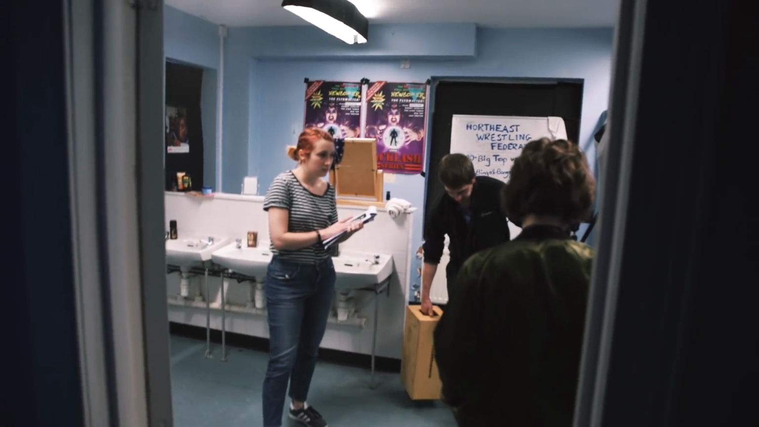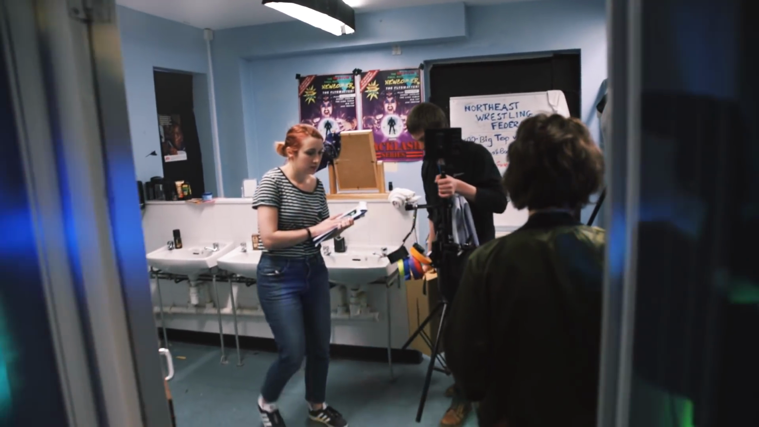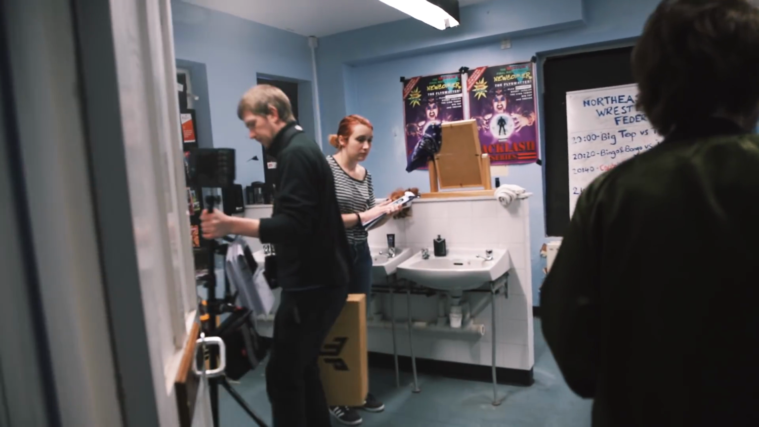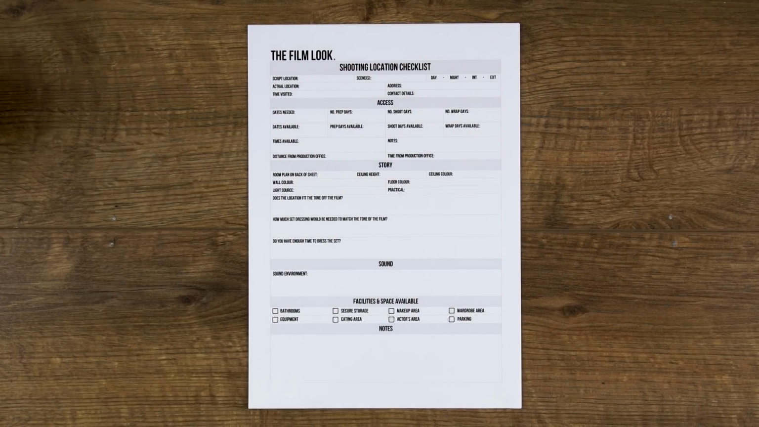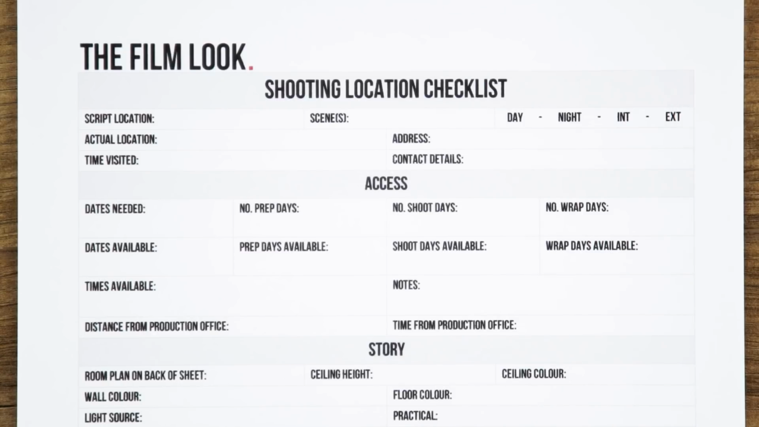The look of the location and the available access are just two of the main things you need to think about when scouting your location for your film. In the description below you can find a location checklist that has all of the other things you should check when scouting a location. Let's fill in the form.